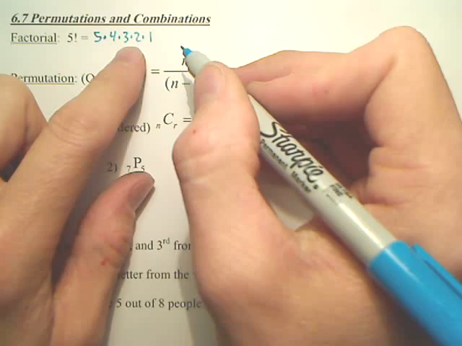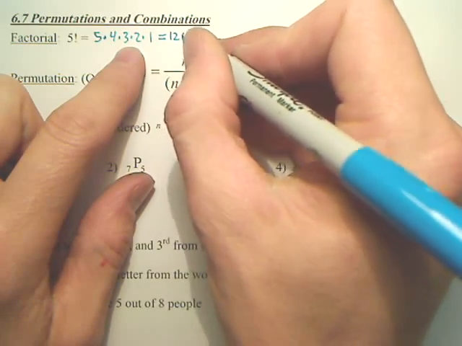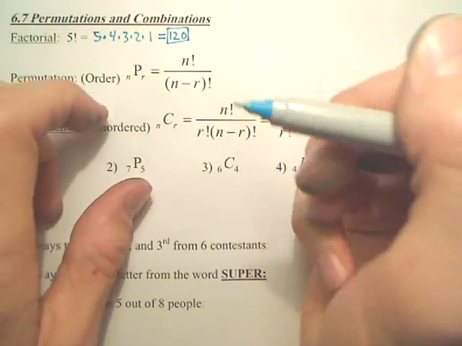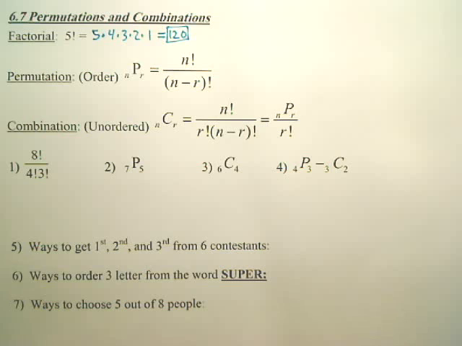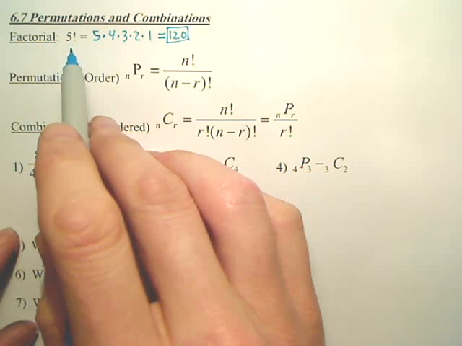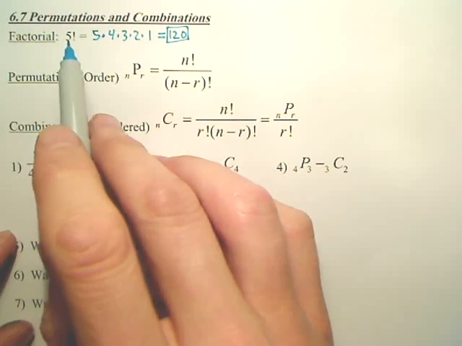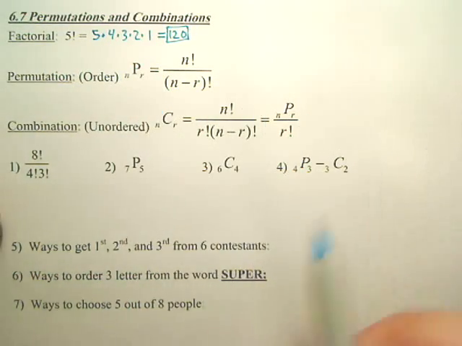20 times 6 is 120. You basically just multiply all that, you get, in this situation, 120. So an exclamation mark is called a factorial, which means you multiply a series of numbers, starting with that number, decreasing each time.